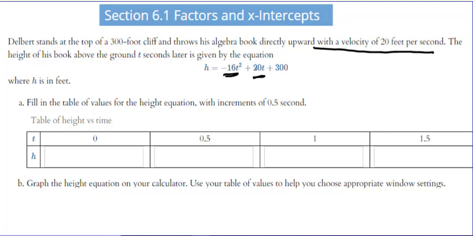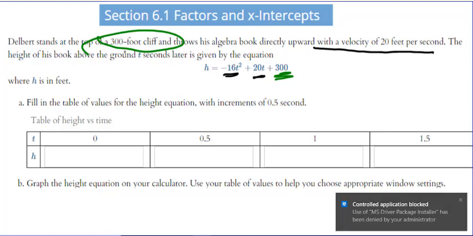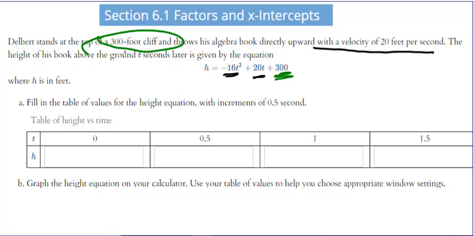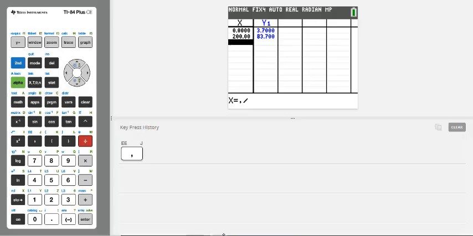And then it said we were at the top of a 300-foot cliff. The constant of this quadratic, which is the number without a variable, is the height above ground. And that 300 comes from the fact that we're on a 300-foot cliff. So that explains where these numbers are coming from. So what we're going to do is type it in.